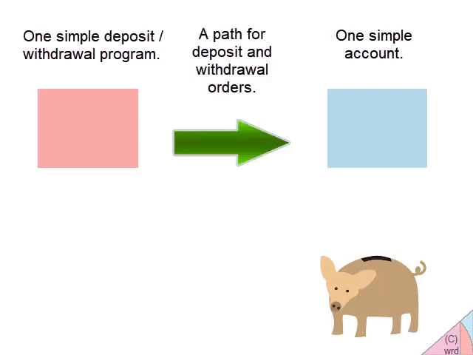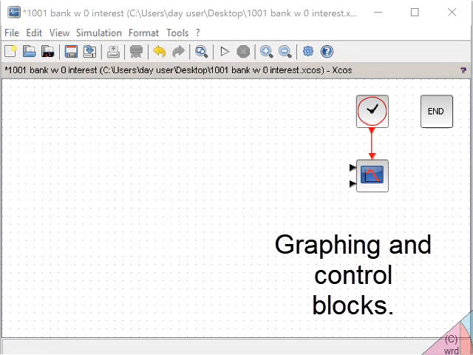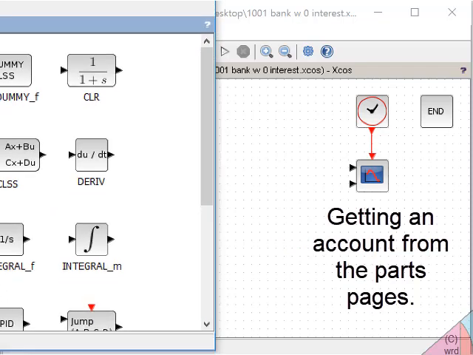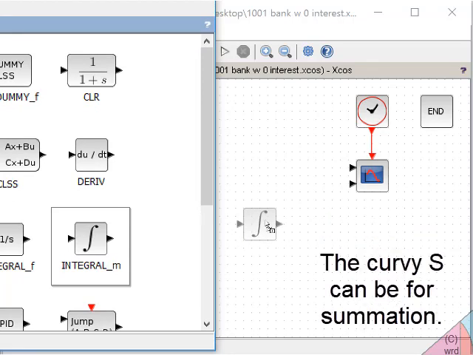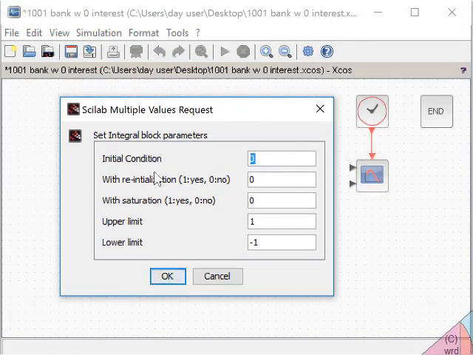We will pump up and drain down a single bank account over 10 months. Interest is turned off for now. We start with my graphing and program control blocks already on screen. We will talk about them in a moment. I go to the parts pages to get an account and put it in the center of the screen. The curvy S can stand in for summation over time, which is what an account does. I click it open and load it with 5, representing $5 to start.